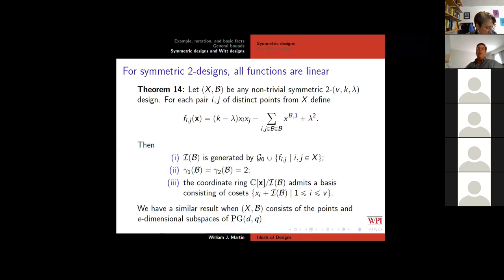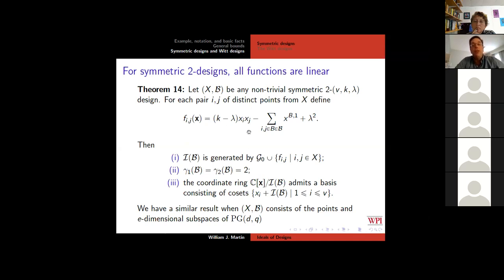So symmetric two designs. These are two designs such as projective planes, projective geometries, biplanes, and things like this, where the number of blocks is exactly equal to the number of points. So a symmetric two design is where the size of script B is exactly V. In this case, we can build generators in addition to the trivial generators, G naught.